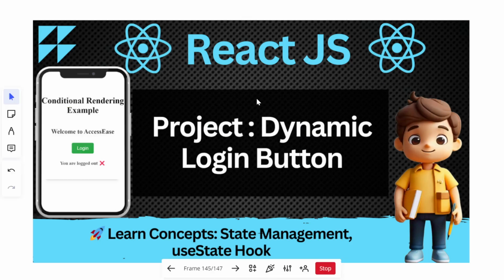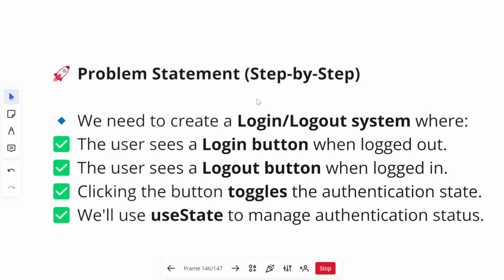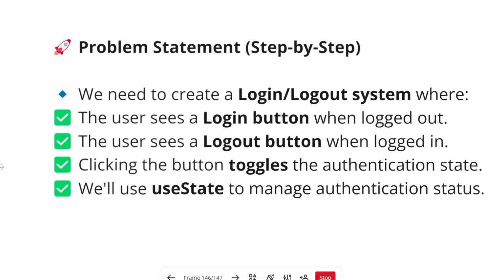So let's get started with today's problem statement. Let's see what we need to perform in today's exercise, or project. What we need is to create a login or logout system where the user sees a login button when they are logged out and a logout button when they are logged in. Clicking on the button toggles the authentication state. We will use state to manage the authentication status.